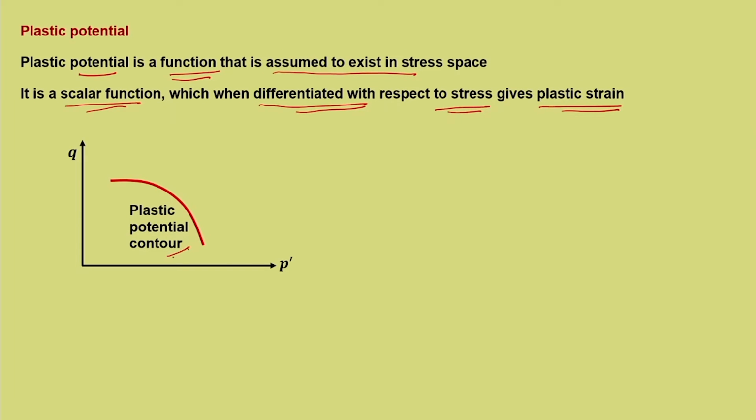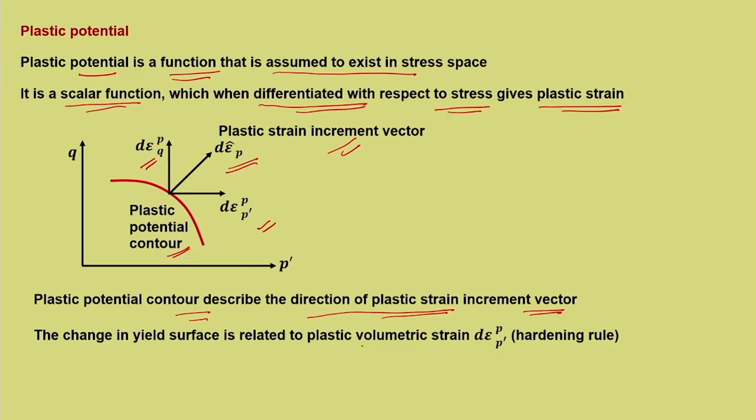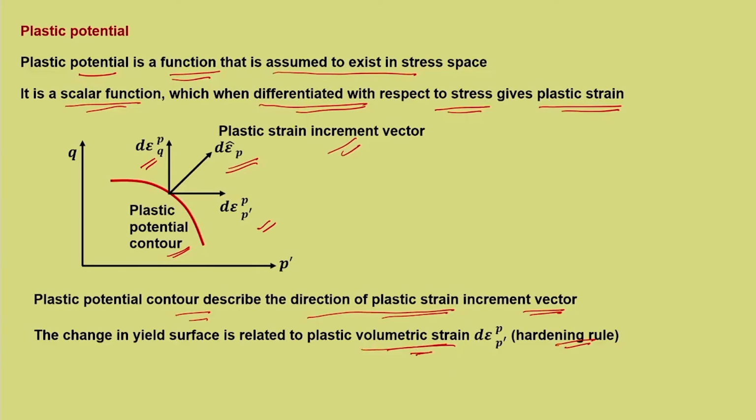So, let us say this is a plastic potential contour. This we have already defined. So, d epsilon q and d epsilon p dash p, and this is the plastic strain increment vector. The plastic potential contour describes the direction of the plastic strain increment vector. So, it is very essential to define the plastic potential, so that this is obtained and this is also defined. The change in yield surface is related to plastic volumetric strain, and that is called the hardening rule. That we have seen: the expansion of the yield curve is in terms of p dash y, and that comes from the hardening behavior, which comes from the plastic volumetric strain.